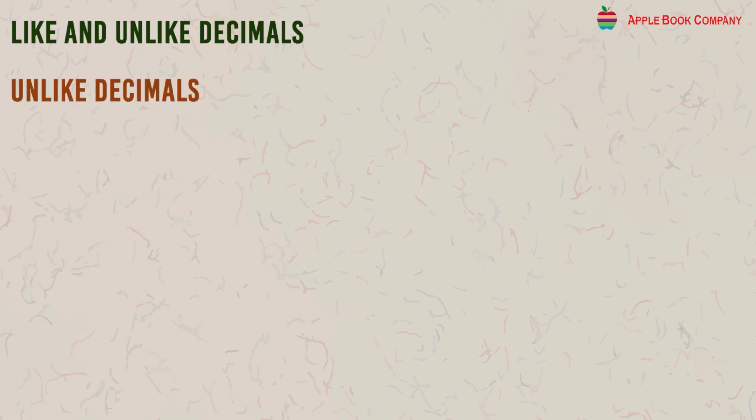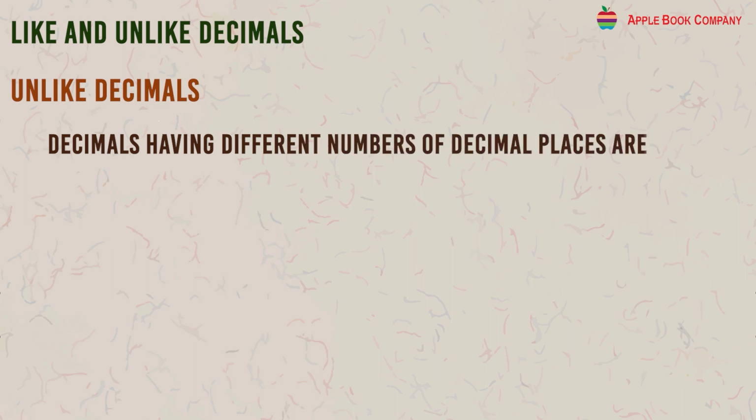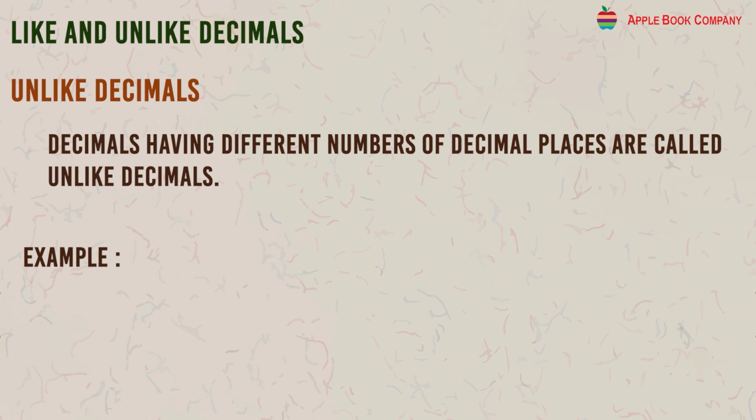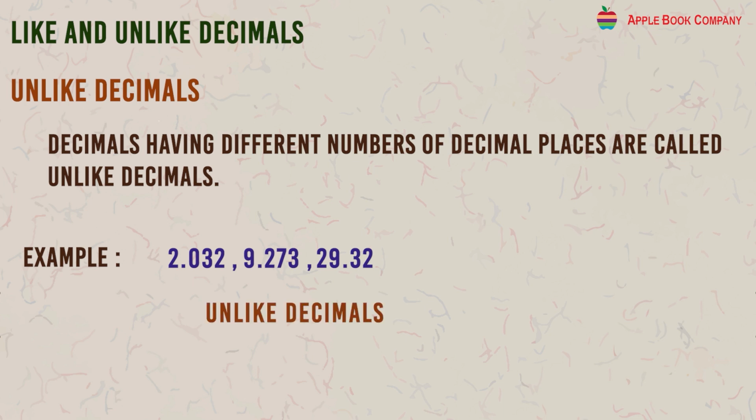Unlike decimals. Decimals having different numbers of decimal places are called unlike decimals. For example, the numbers 2.032, 9.273 and 29.32 etc. are unlike decimals, since these numbers have 3 places of decimals and 2 places of decimals.